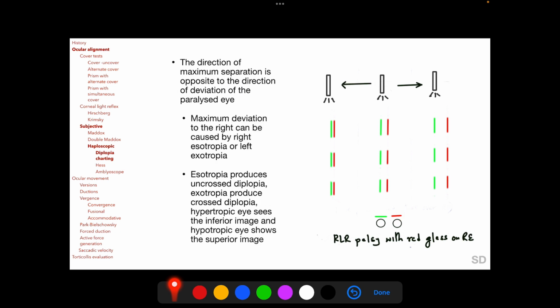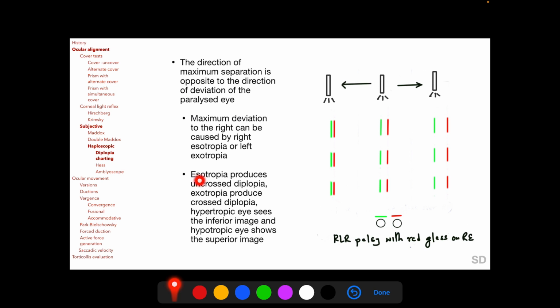In diplopia charting, the direction of maximum separation is opposite to the direction of deviation of the paralyzed eye. So in right lateral rectus palsy, the right eye will be deviated towards the left side and the maximum separation will be towards the right side. So the maximum deviation to the right can be caused by either right eye esotropia, as we have discussed, or by left eye exotropia, in which case the left eye would be deviated towards the left side.